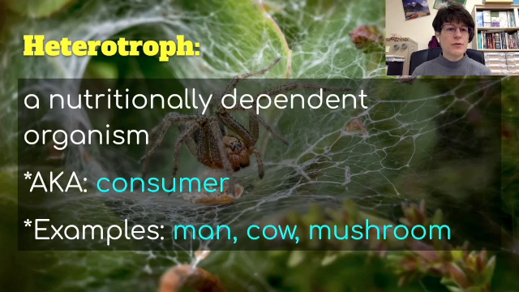Now, heterotrophs, like this spider in the web here, are nutritionally dependent organisms, also known as consumers. So examples are this spider, man, a cow, mushrooms, and you can see whereas plants make their own food, this spider has made a web so that it can trap its food so that it can consume it. It is dependent upon other organisms.